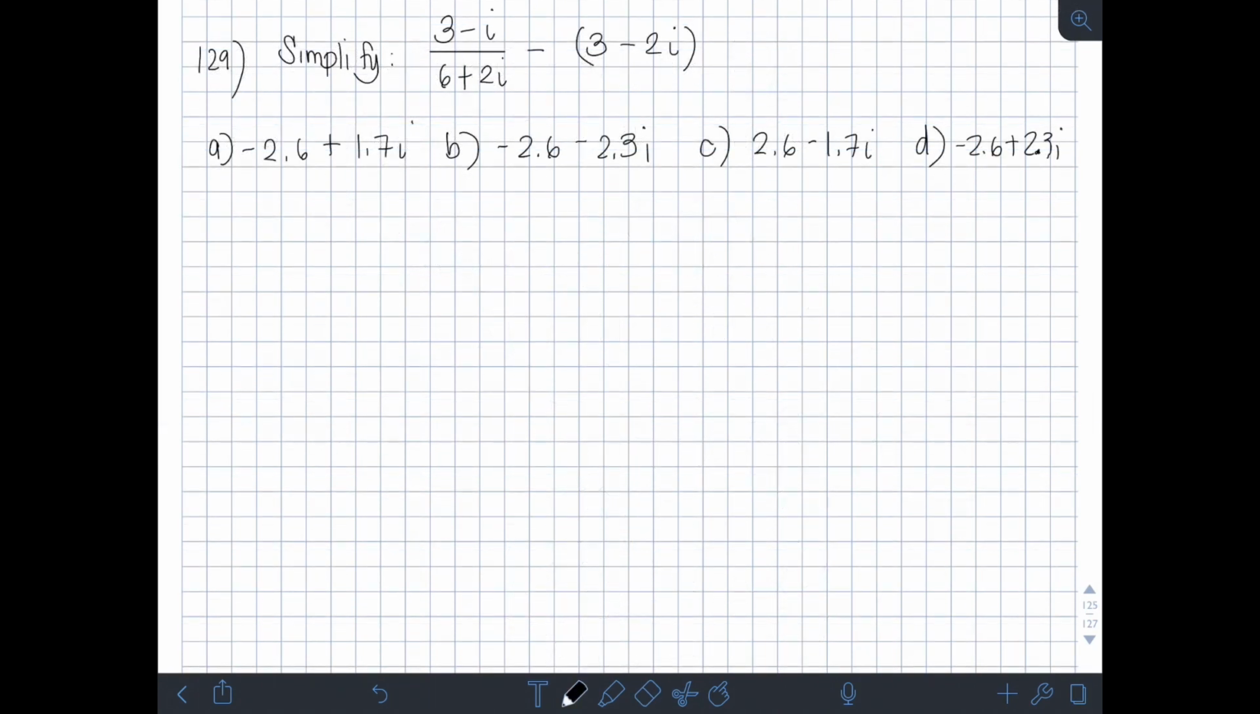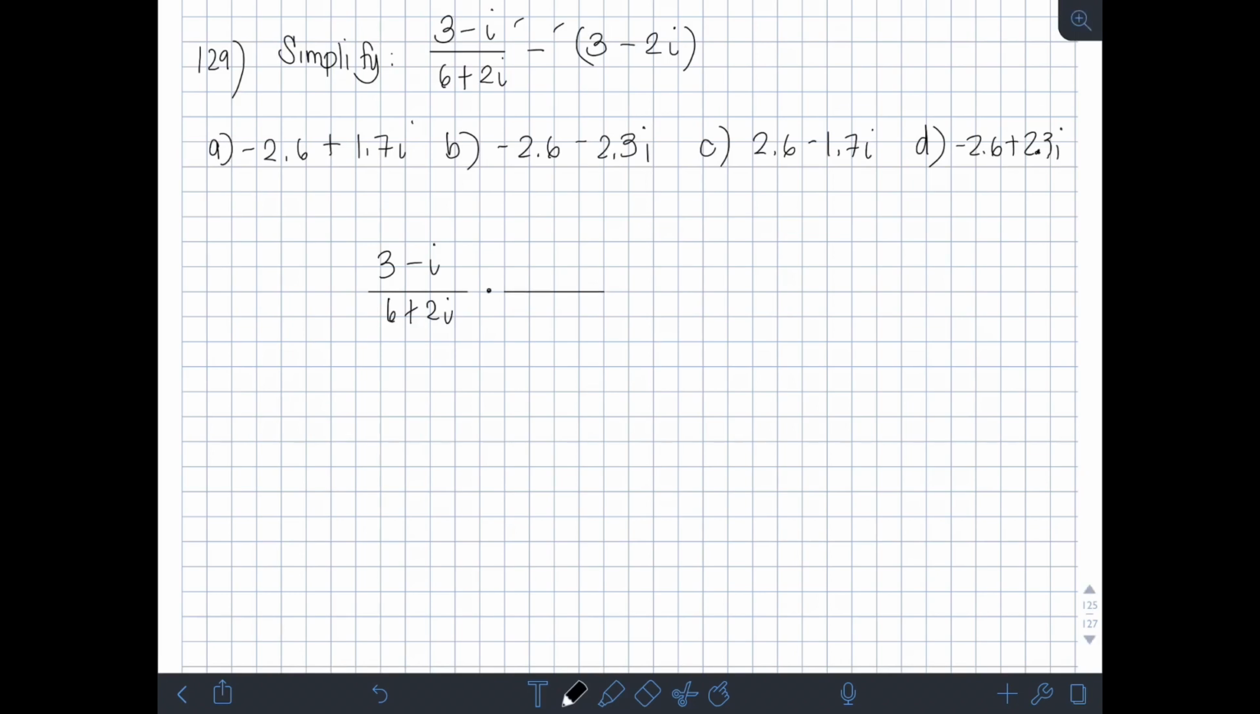Next, we have simplify (3 minus i) over (6 plus 2i) minus quantity (3 minus 2i). Okay, so operations on complex numbers. So, meron tayong division tsaka subtraction. So, simplify muna natin yung division, yung 3 minus i over 6 plus 2i. So, kapag meron tayong division of complex numbers, kasi meron tayong i, right? Ibig sabihin, eliminate muna natin yung denominators. Ira-rationalize natin para ma-simplify. So, paano?